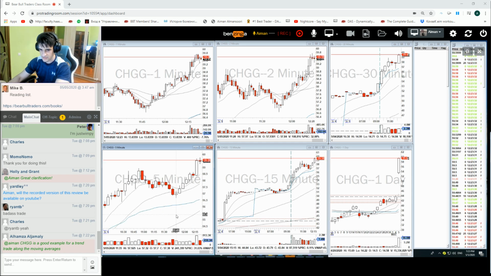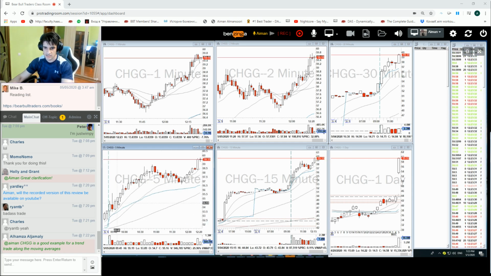Let me zoom this thing out. Yeah, this is a good example. Stock is going up. You see, it's going up. Why wouldn't I short it here? Even if I short it right here, it's not good risk to reward. But even if I short it here on this new low, my target will be the 9 on the 5, because this is a clear trend.